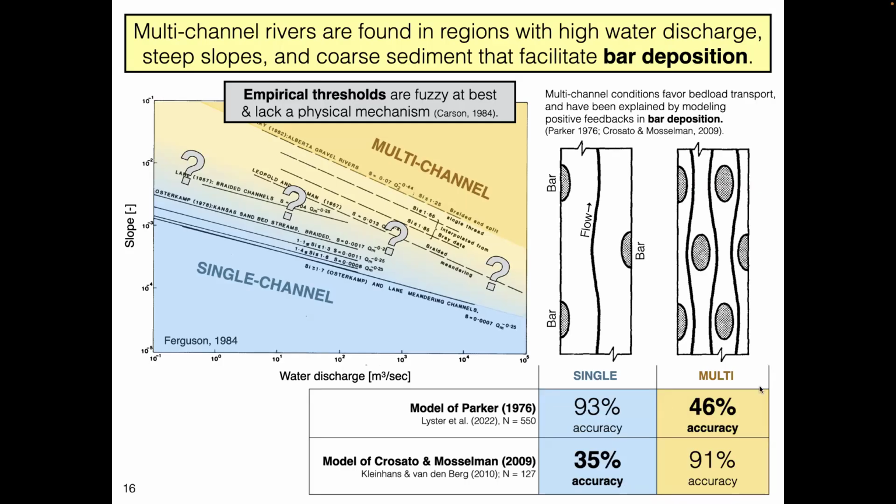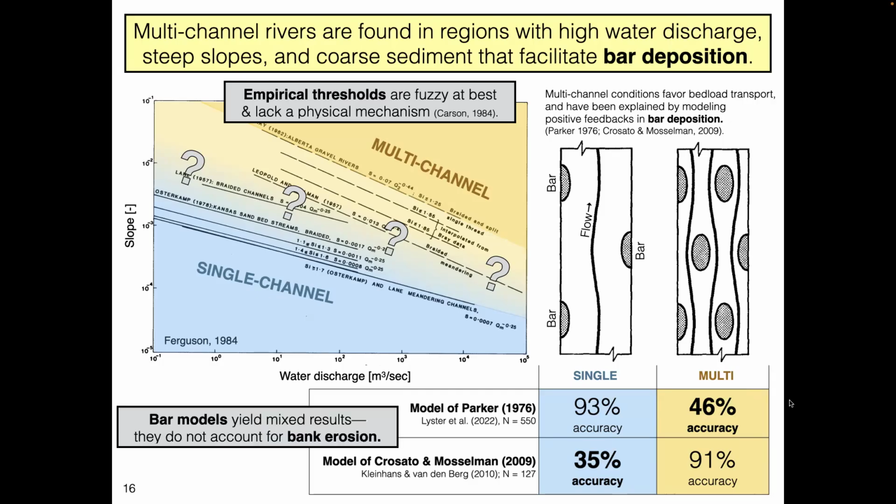Sometimes we're getting less than 50% accuracy when we go to a river in the field, plug in the values for these models, and ask whether this river should be single or multi-channel. So there's something that we're missing. And I think one of the big pieces of this is that this modeling approach doesn't really think about how the banks of these rivers are eroding. It's focused on the deposition, but not the erosion as well.